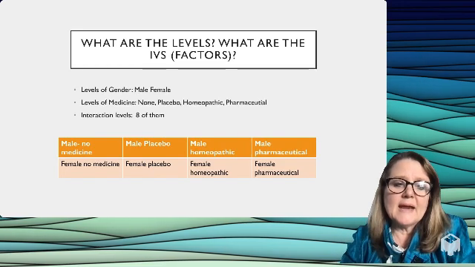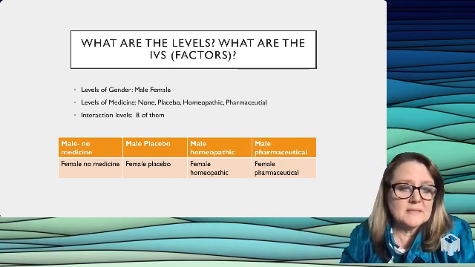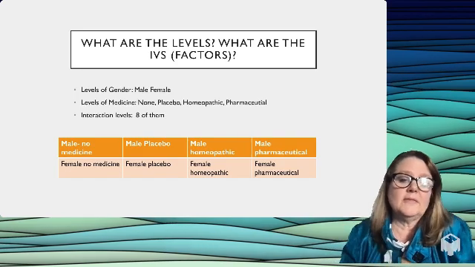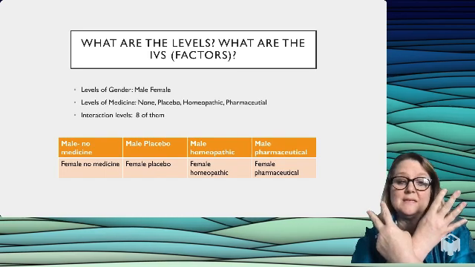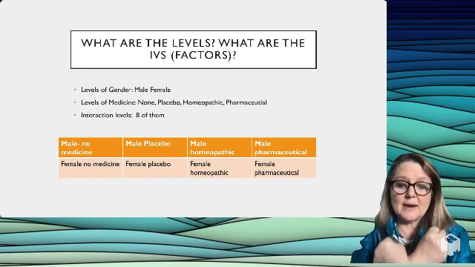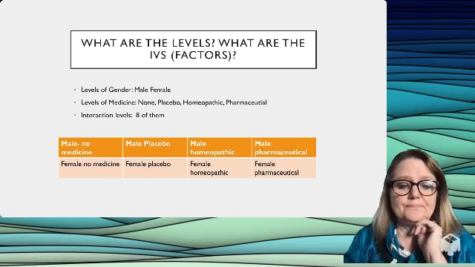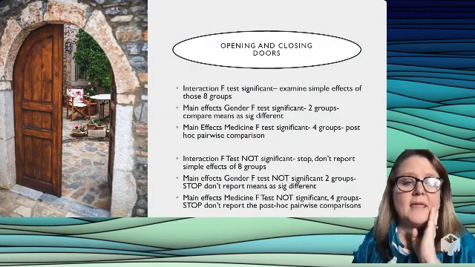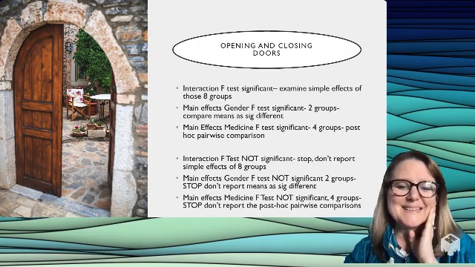And you can look at it just by gender, ignoring medicine, and you can look at just medicine, ignoring gender, or you can look at the interaction of them, 2x4, and that gives me 8 different groups that I would have to compare to see where there's differences here. This has to do with the opening and closing of doors. It's where it gets complex.